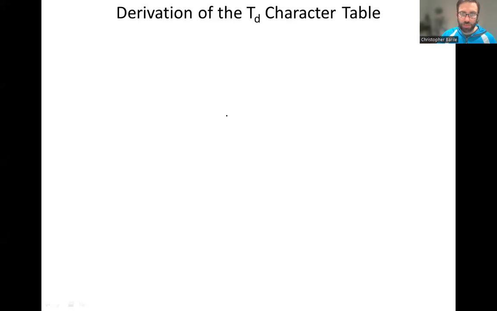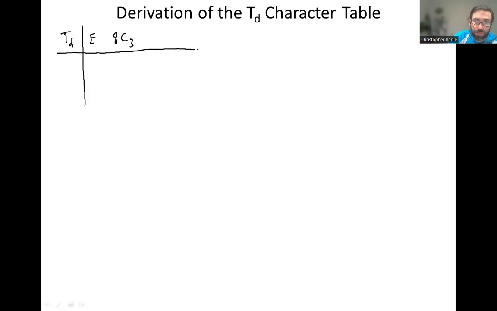Okay, so in this video, we're going to continue our derivation of the Td, tetrahedral character table. Very exciting character table here. And in the last video, part one, what we figured out is that there's 5 classes. The 24 symmetry operations could be grouped into 5 classes, or ought to be grouped into 5 classes.